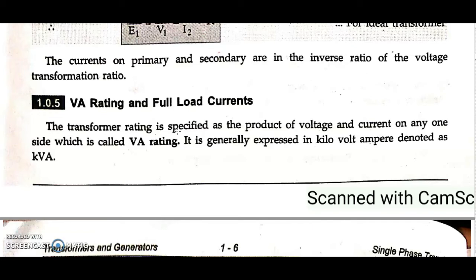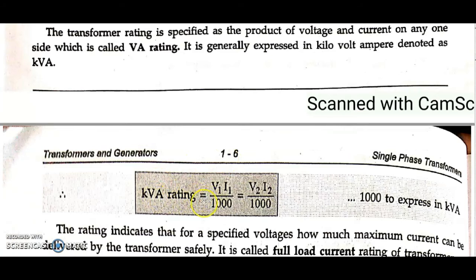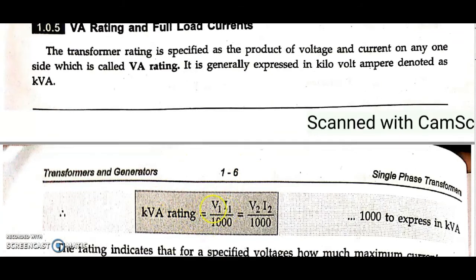For any transformer you should be able to calculate the value of full load current when they have given you the rated voltage and all. So this is the formula for how to calculate it. The transformer rating is specified as the product of voltage as well as current, with respect to primary as well as secondary, and both are the same. So obviously voltage into current is nothing but watt.